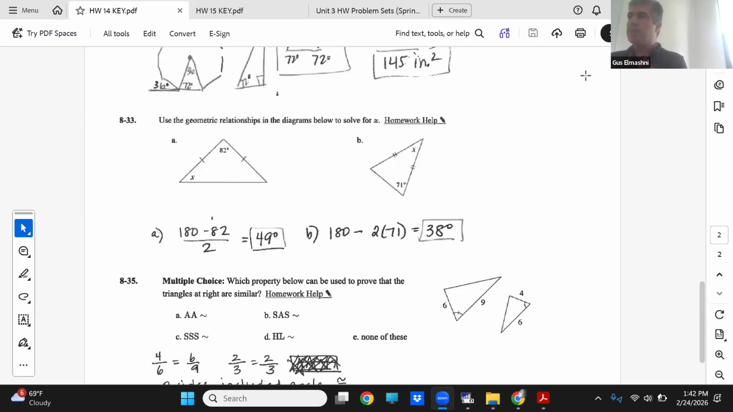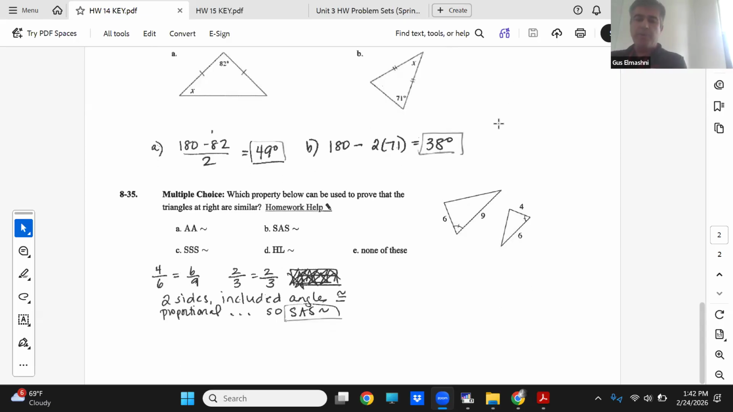And for B, same thing, but this time the angle given to you is one of the congruent angles, or the base angle. So that means the other angle is also 71. And then, of course, do 180 minus the sum of 71 plus 71, which is 142. 180 minus 142 is 38. So that should be pretty straightforward.